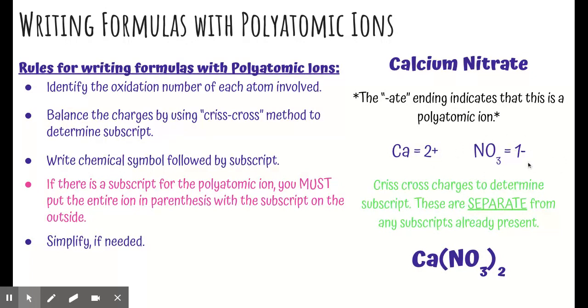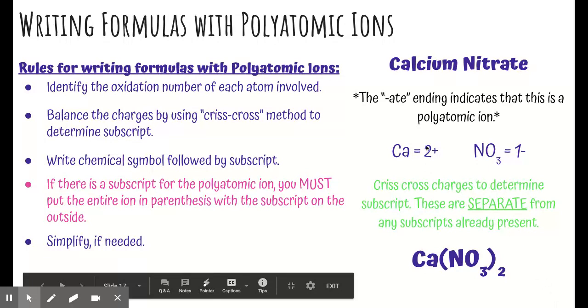So we have a +2 and a -1. We're going to crisscross those. This 2 came over on the outside of this nitrate. Again, this is in parentheses because this 2 applies to the entire ion, so it's going to apply to the nitrate, not just the oxygen. So we put this in parentheses with the 2 on the outside. This 1 from the nitrate would cross over here, and this is what you would end up with.